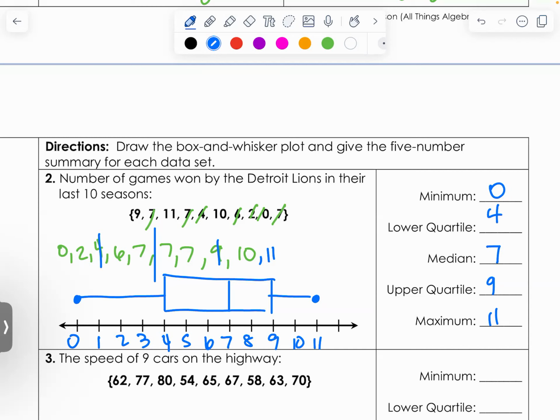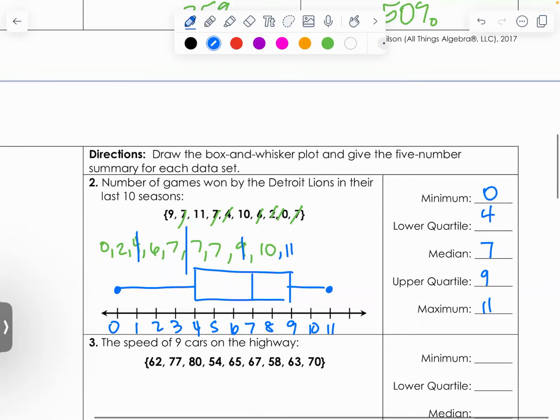Okay, which whisker is longer? Oh, the left one. Okay, you're right. So we are skewed left because we have data on the left that is pulling our median down. Since our left whisker is longer, it is skewed left. Okay.